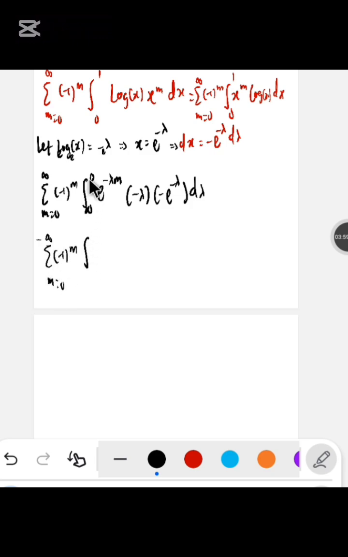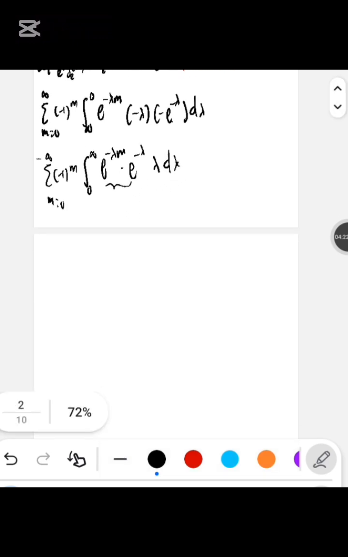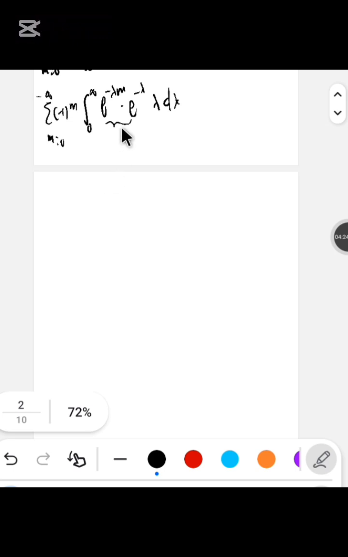Okay, now this limit, you are going to switch it. If you switch it, rather, this negative sign we eradicate. So we're going to have the integral from 0 to infinity of e raised to the power of negative lambda m, then multiply by e raised to the power of negative lambda, then multiply by lambda d lambda. So we can apply the law of indices right here. So we apply the law of indices, so you are going to add what?